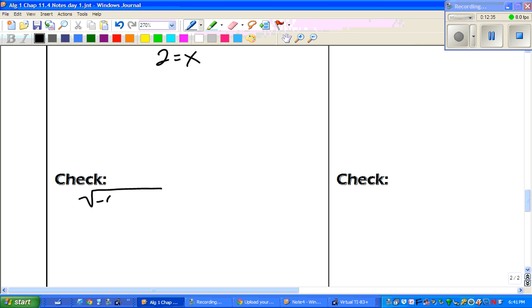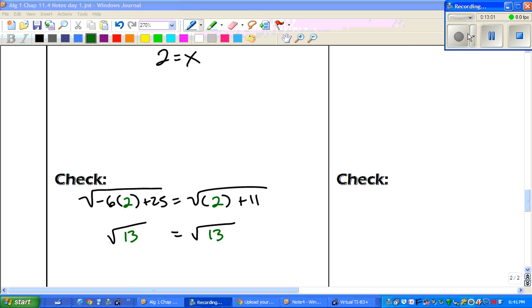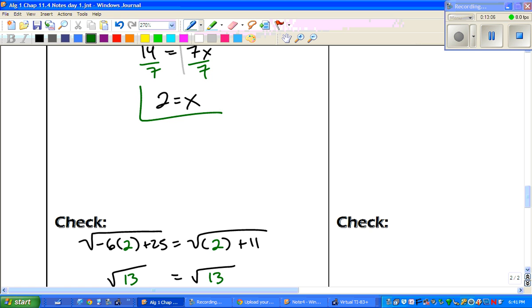So that's negative 6 plus 25, and does that equal plus 11? And we are plugging in a 2. All right, so I want you guys to pause the video, see if you can do the check all by yourself. Good luck. Okay, and for both of those, you should have gotten the square root of 13, which means that x equals 2 is your answer. Okay?